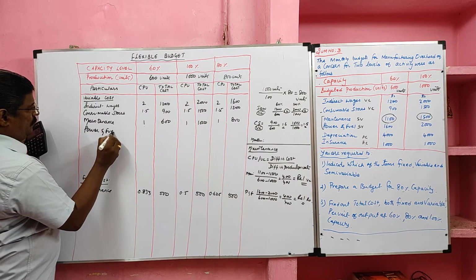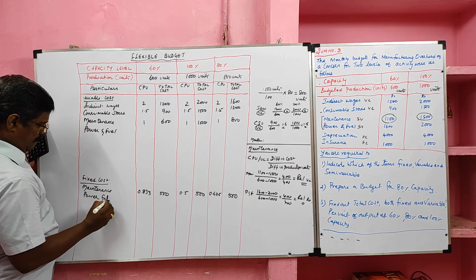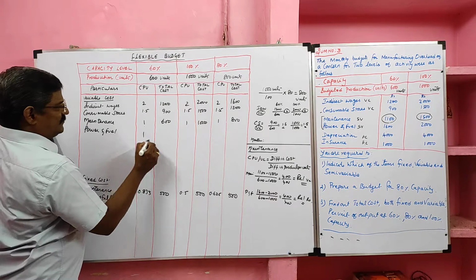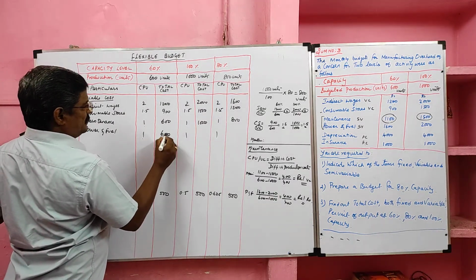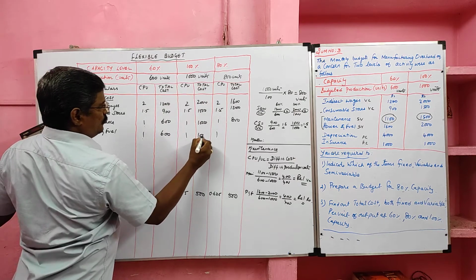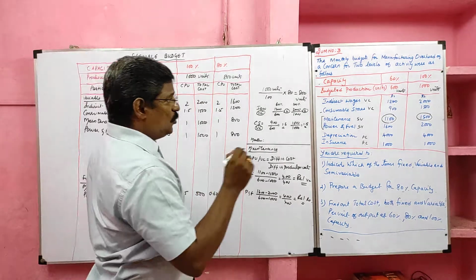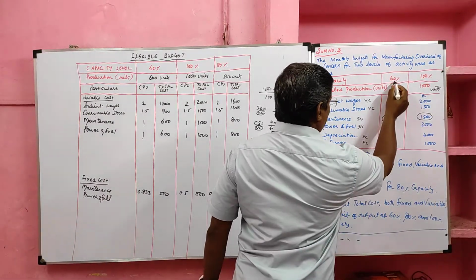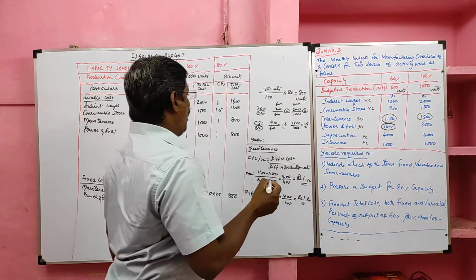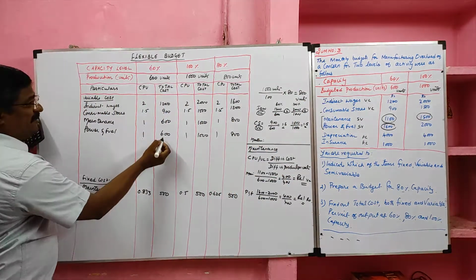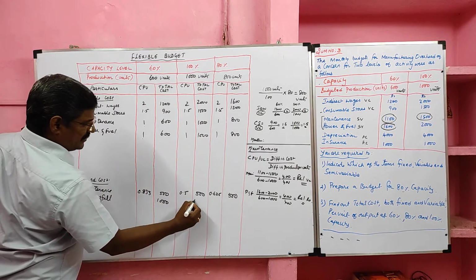Power and fuel. Variable cost we know 1 rupee. 1 into 600, 600 rupees. 1 into 1000, 1000 rupees. 1 into 800, 800 rupees. We know the total cost incurred at 60% level of activity for power and fuel. How much we incurred? 1600. Out of 1600, the variable cost how much? 600 rupees. So balance 1000 rupees is fixed cost.